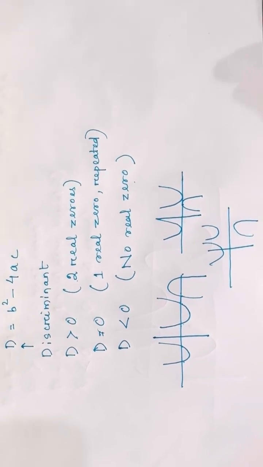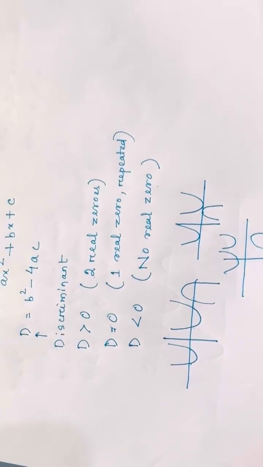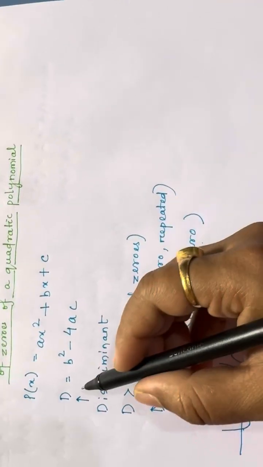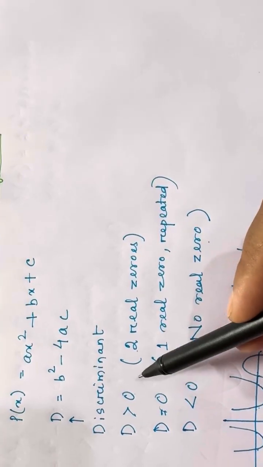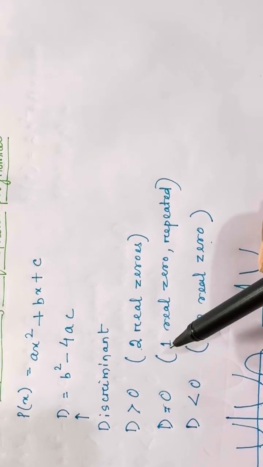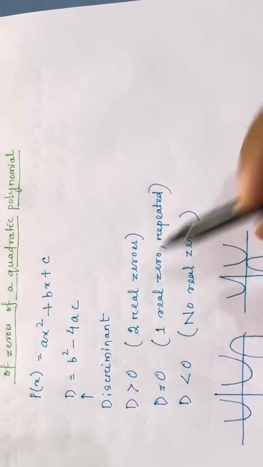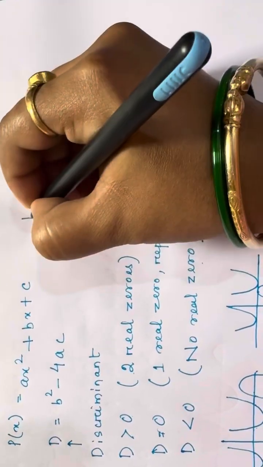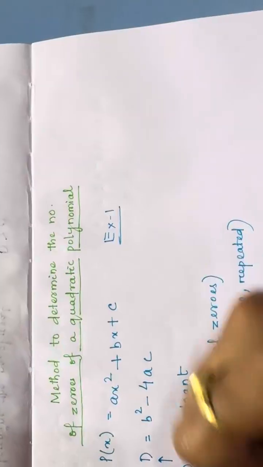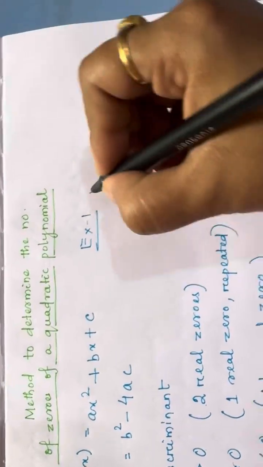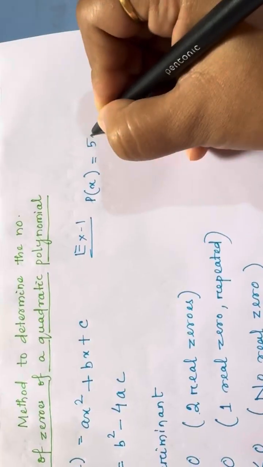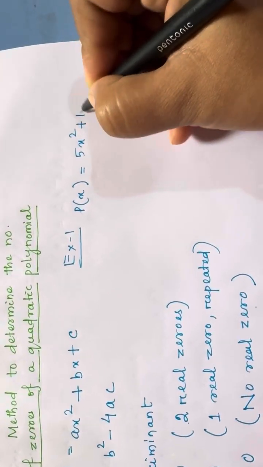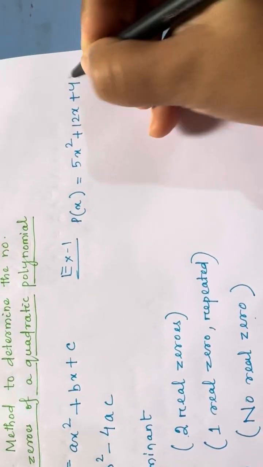Okay, now let's take some examples to see how the values are coming differently. In some cases you will get D greater than 0, in some cases D is equal to 0, in some cases D less than 0. So let's take some examples. I am taking example 1 here, with a condition where we'll try to get D greater than 0. Let's take the polynomial first. Suppose p(x) = 5x² + 12x + 4.